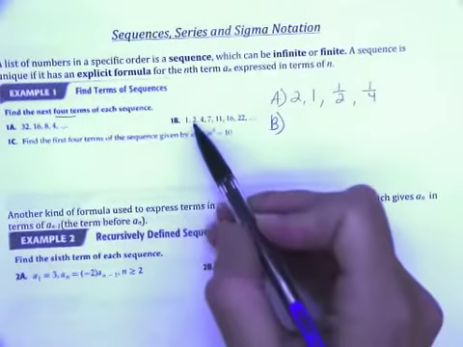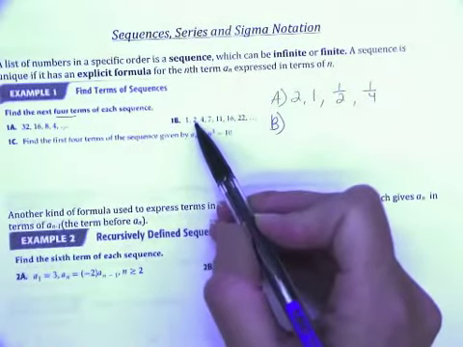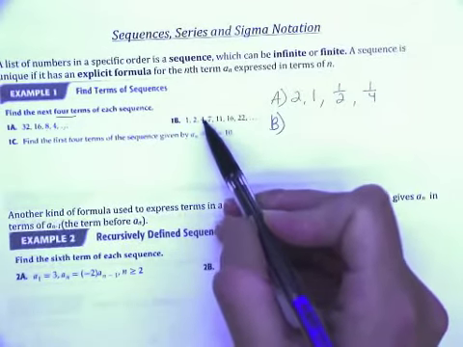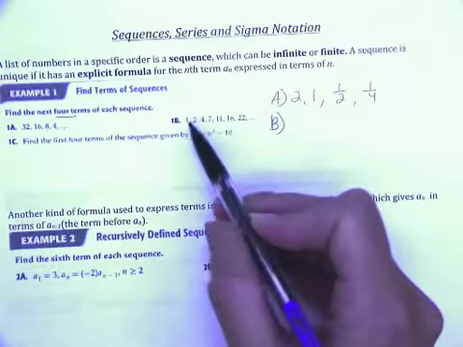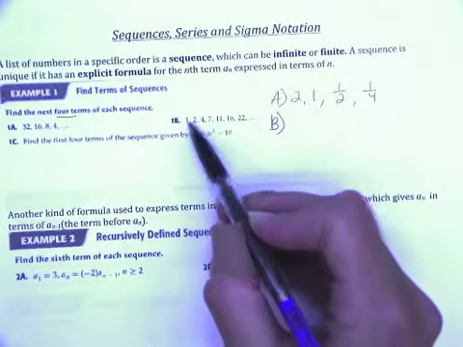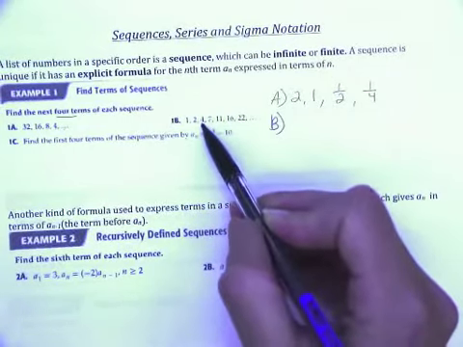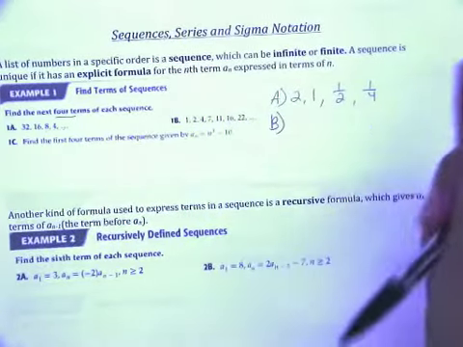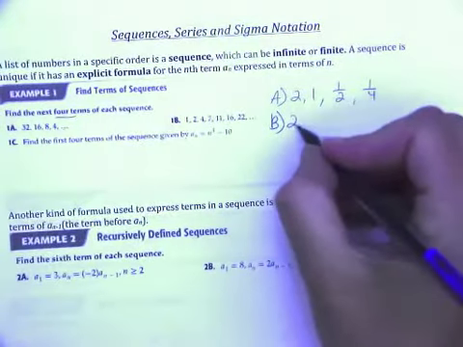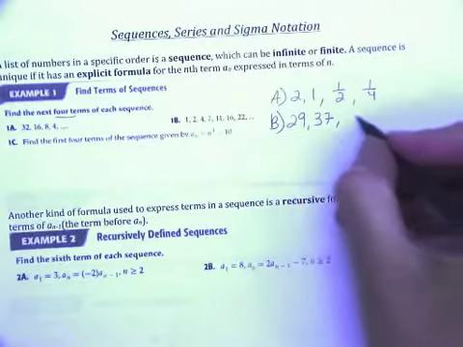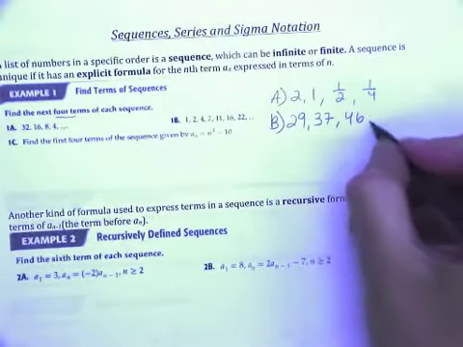In part B, from 1 to 2, I'm doubling it. From 2 to 4, I'm doubling it again. And then from 4 to 7, that didn't work. So let's start from the beginning again. Instead of looking at it as multiplication, let me look at it as addition. From here to here, I'm adding 1. From here to here, I'm adding 2. Here to here, I'm adding 3, 4, 5, 6. So let's add 7, 8, 9, and 10.